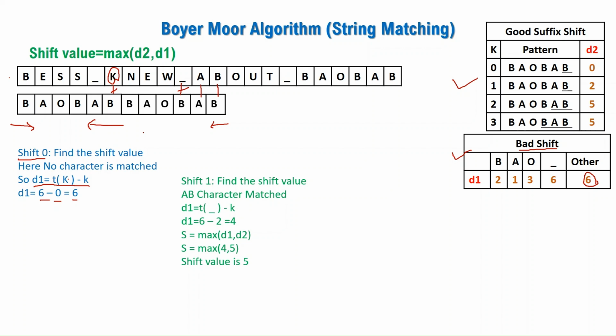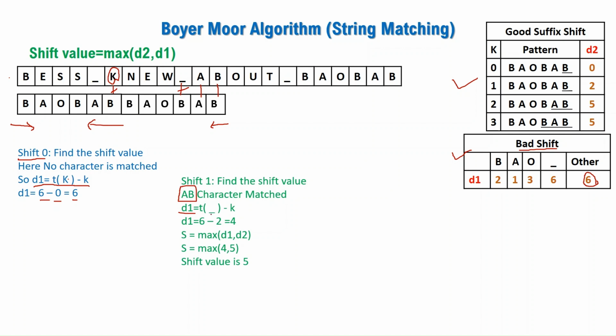So shift 1 happened already. In shift 1, you are supposed to calculate the shift value for the next shift. Here, how many characters matched? Two characters matched, A and B. And which character is not matched? The underscore character is not matched. Then you calculate D1. First, you calculate D1. So T of underscore.